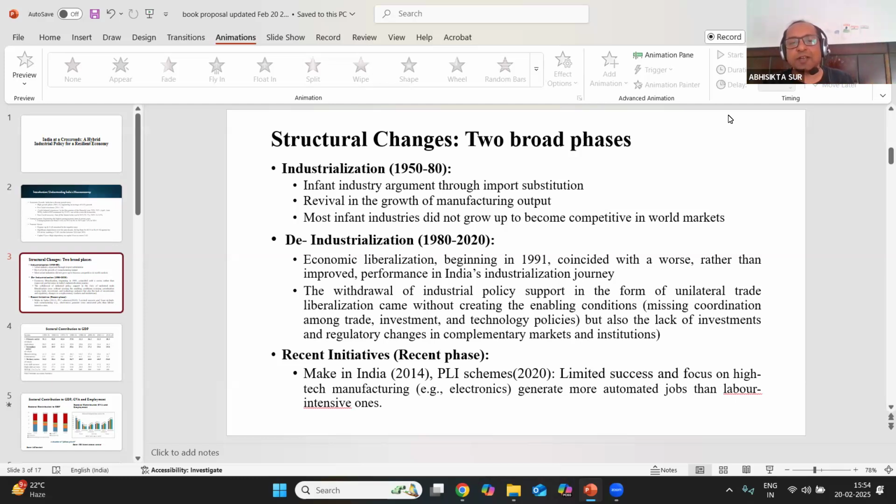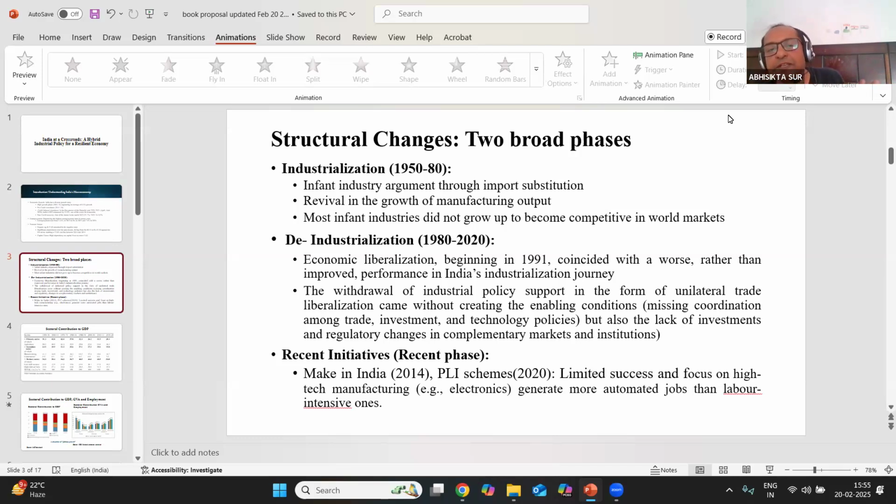One was the industrialization phase, which came about since 1950, the first 5 year plan. However, it had certain demerits. That infant industry argument perhaps was there for a much longer period, and it led to low productivity and some repressive policies. And most infant industries did not grow up to become competitive in the world markets.